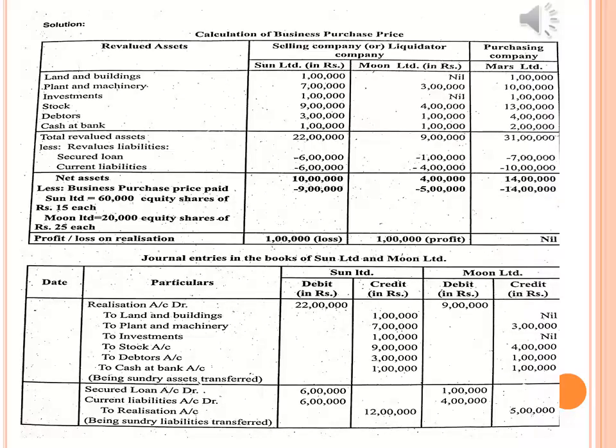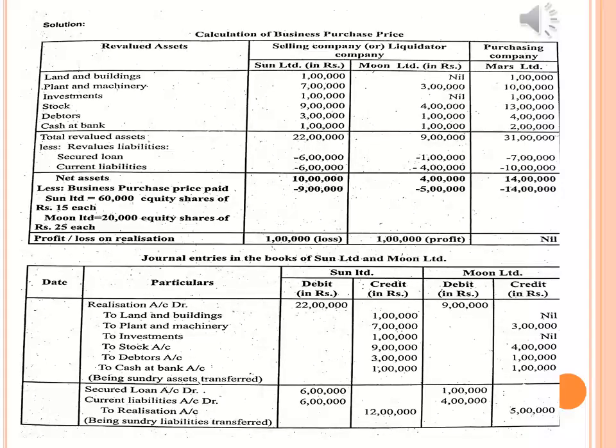But there is a difference between net assets and purchase consideration. So what does it mean? The net asset of Sun Limited is worth 10 lakhs but the company is paying only 9 lakhs, so Sun Limited, the company which is selling, incurs a loss of 1 lakh. In the same way, Moon Limited's net assets are worth 4 lakh whereas they are being given 5 lakh worth of purchase consideration, so they earn a profit of 1 lakh. The profit and loss has to be recorded in the journal entries of Sun Limited and Moon Limited. Okay, we will see the journal entries now.